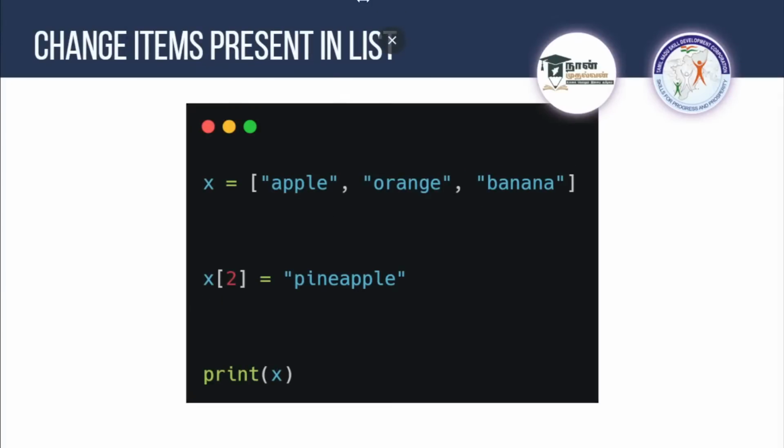So next one will be how to change an item which is present in a list. Okay, you are having a list, but if you want to change that, how will you do that? You can mention the index number. So I can call this x, and in the second index I am having banana actually. So I can use this equal to operator to set a new thing. So if I mention pineapple here, it is going to change this banana into pineapple.